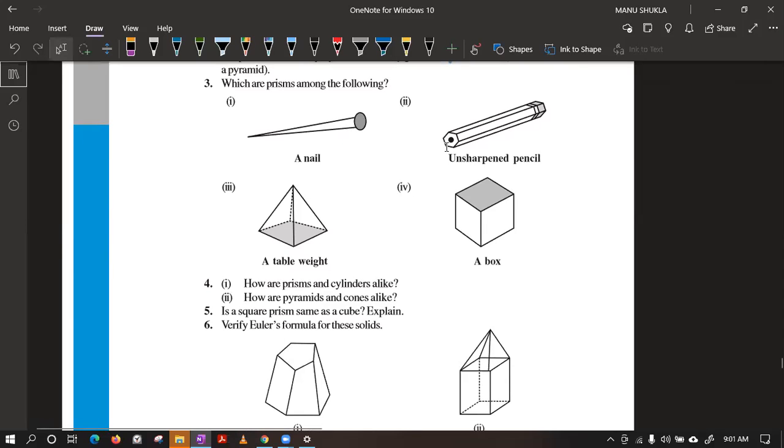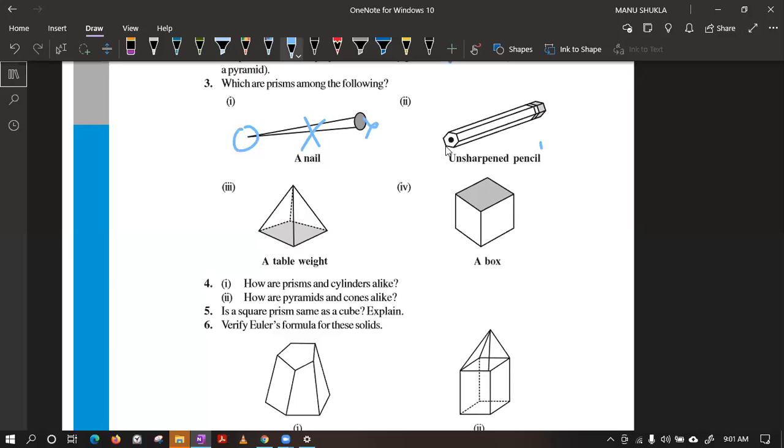Now question number 3. Which are prisms among the following? Please tell, class. Is figure number 1 a prism? We have studied that in a prism we should have congruent base and top, and in this case the top is pointed, so it is different. And second thing, the lateral surfaces of a prism should be parallelograms. So that's why this is not an example.